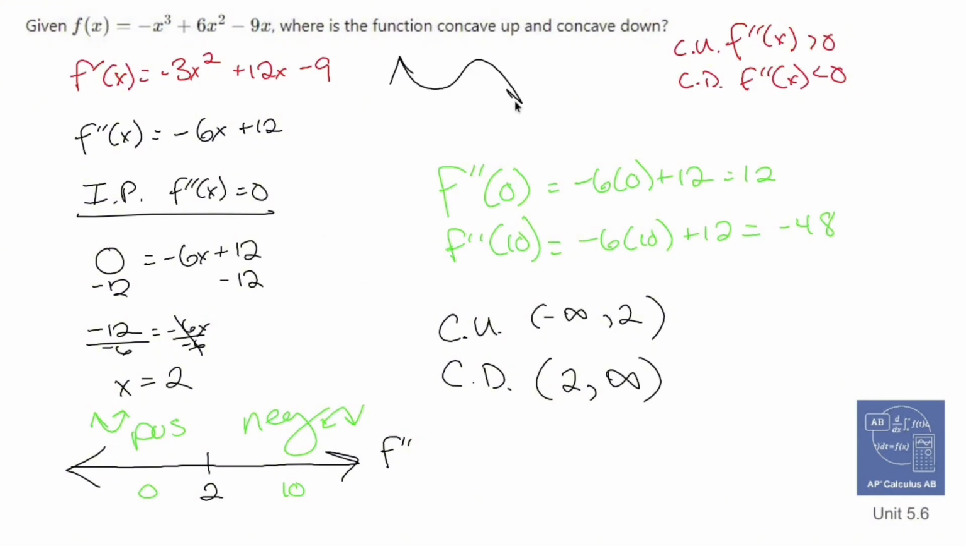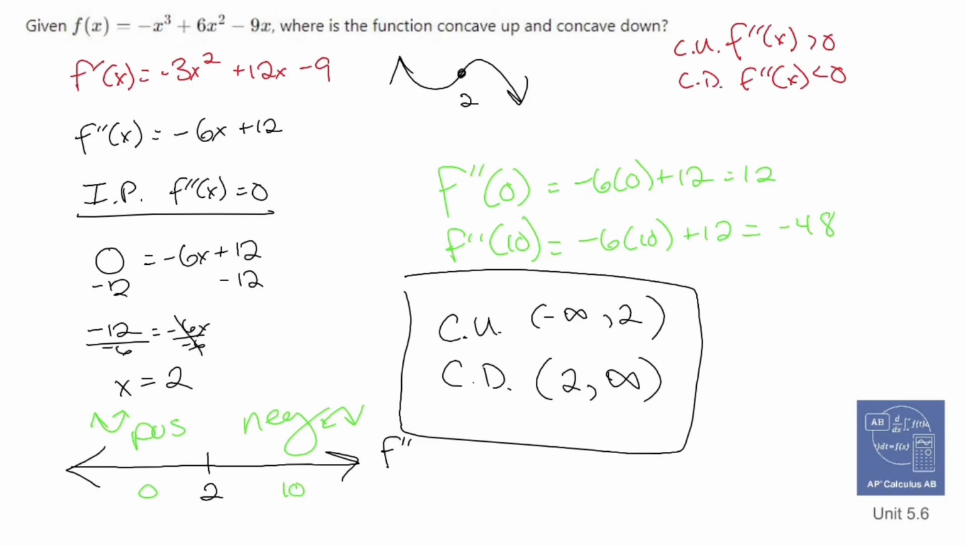Cubic looks like this. So at some point here, and that point is going to be 2, we go from concave up to concave down. And I know this cubic looks like that because of the negative in front of x cubed. So it all checks out. It all checks out, baby.